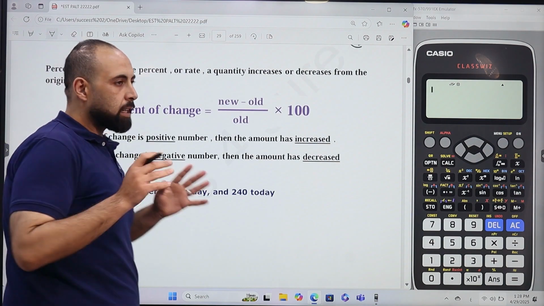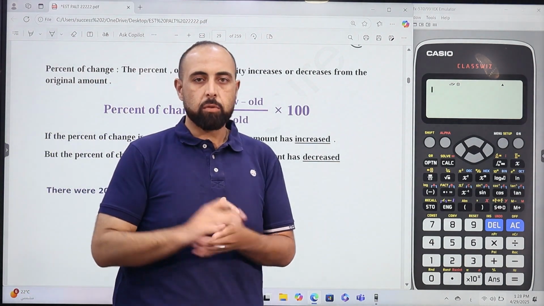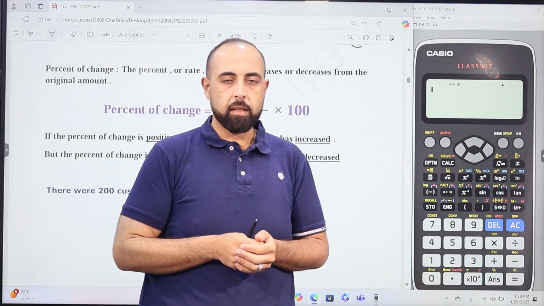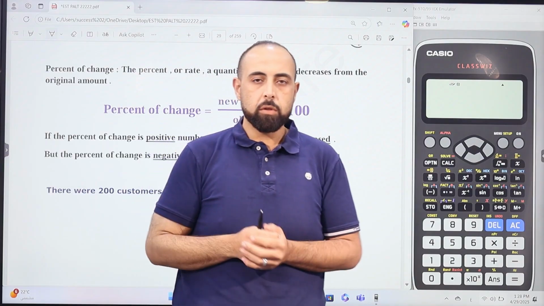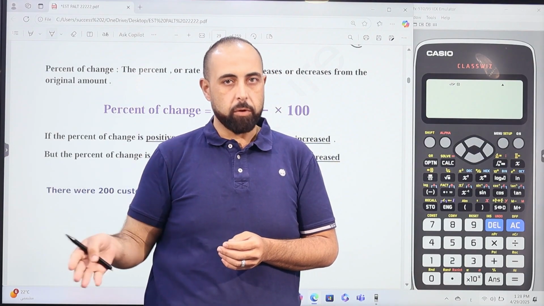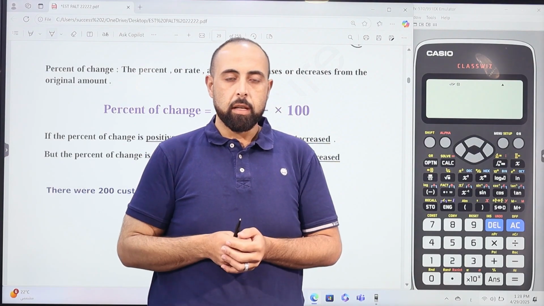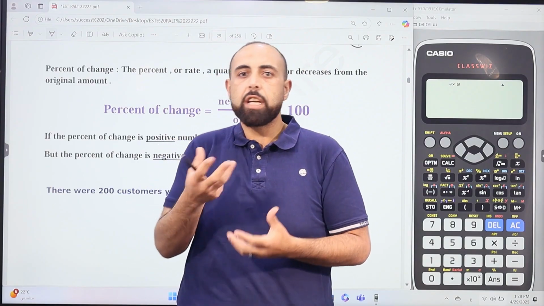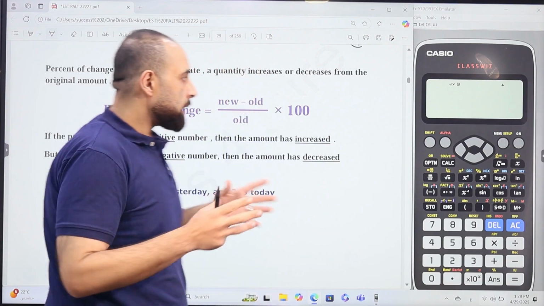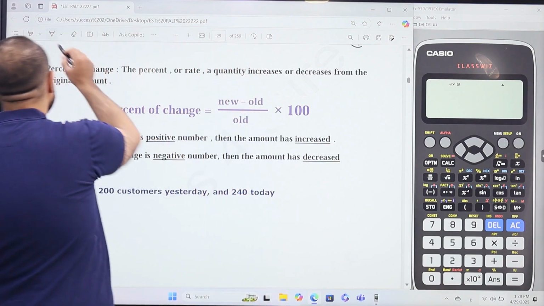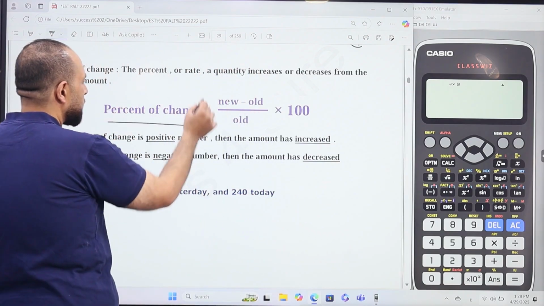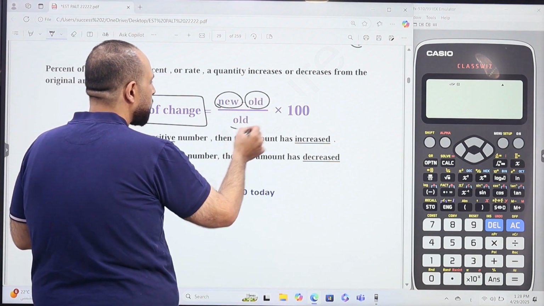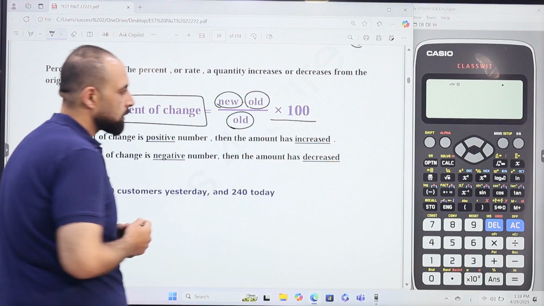Now, we have three forms of percent question. The first form is called change of percent. That means we have two numbers, one new and one old. In that form he says, what is the percent change? The percent change formula is: new minus old, over old, times 100.